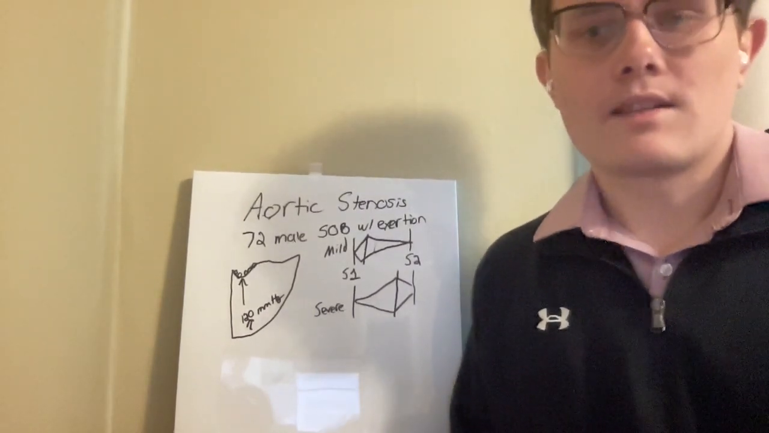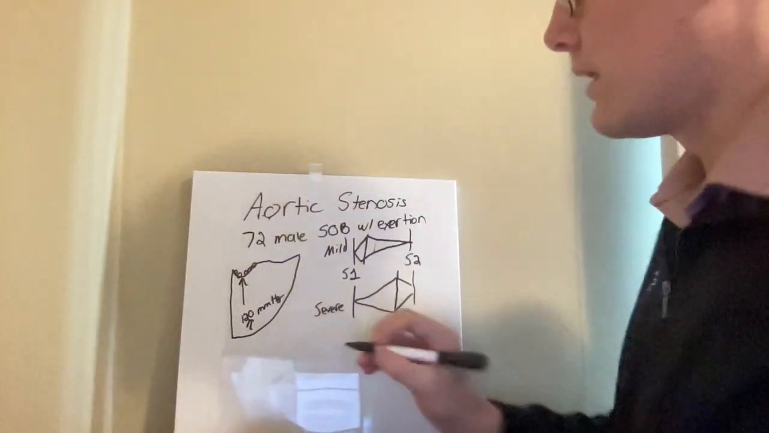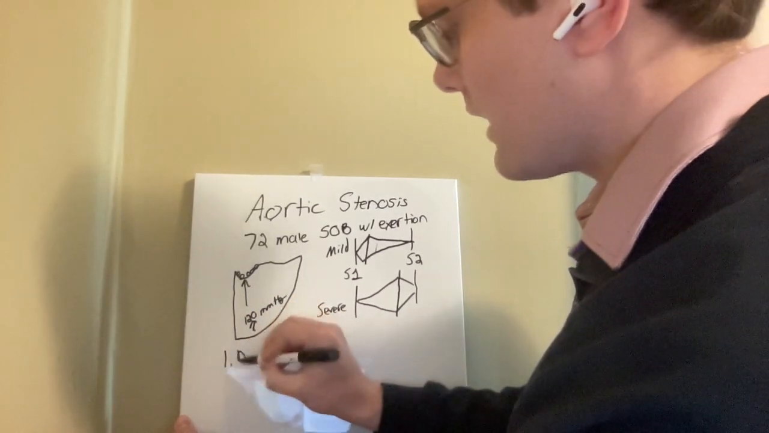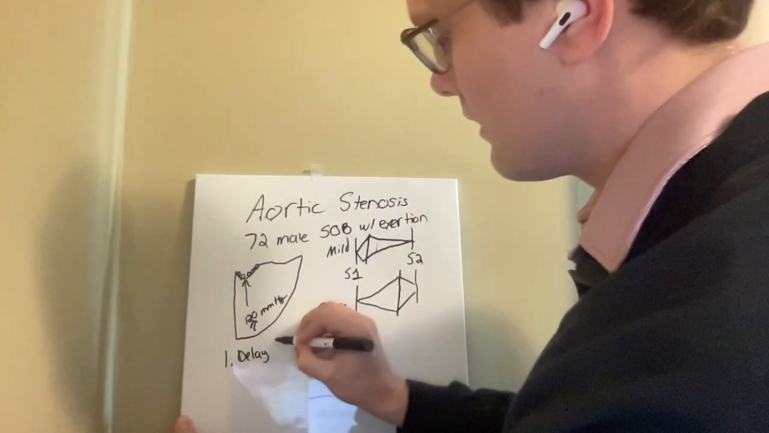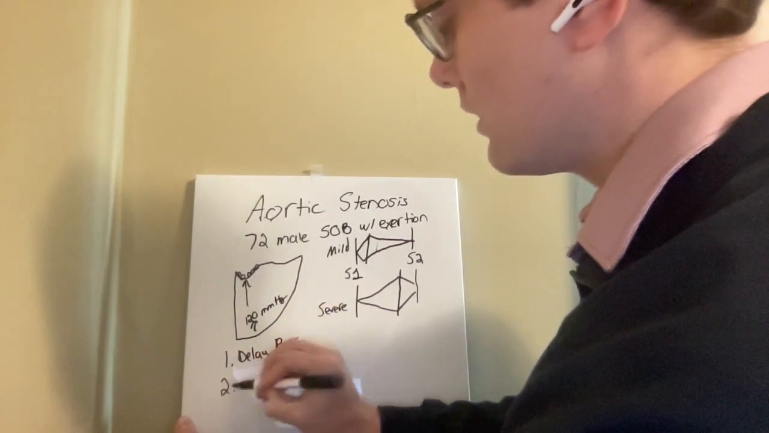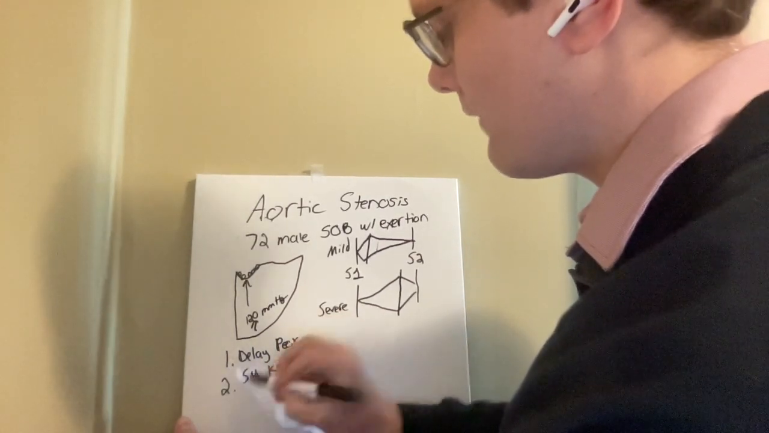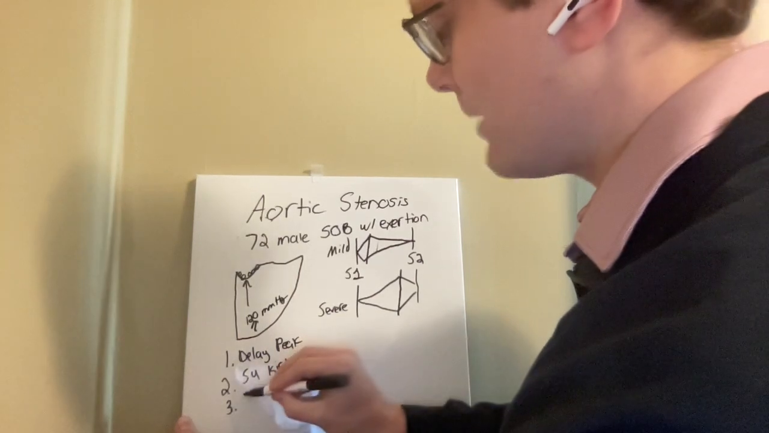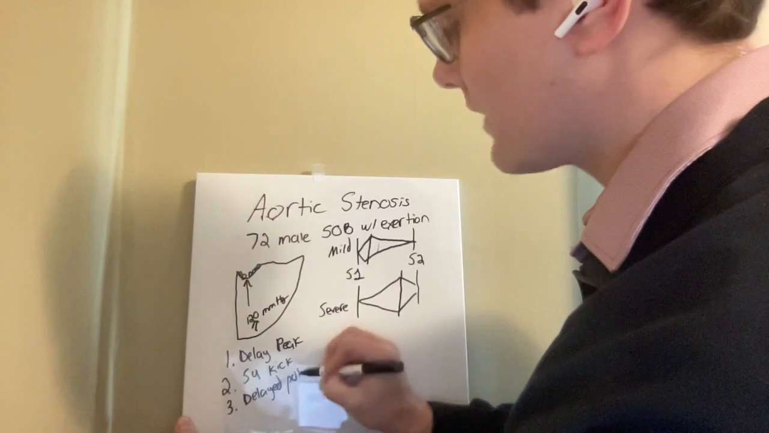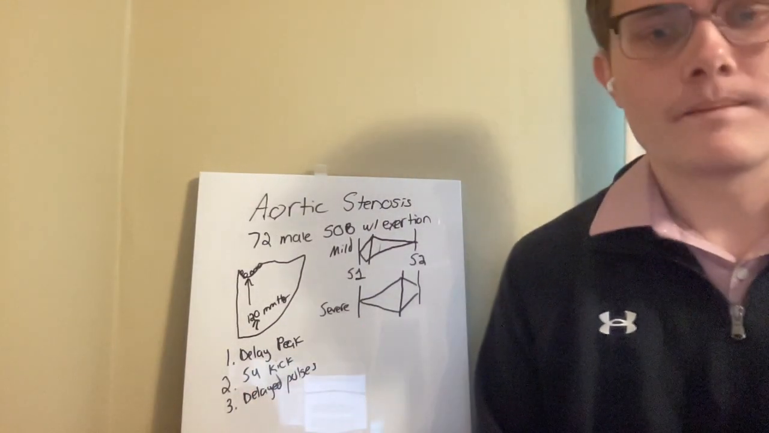Those are the three key things that I want you to take away for the physiology as this progresses. Number one, there's a delay in the peak of the murmur. Number two, we can hear an S4 kick. And finally, we can get delayed pulses. And all of this makes sense, but how do we apply it to our patient population?